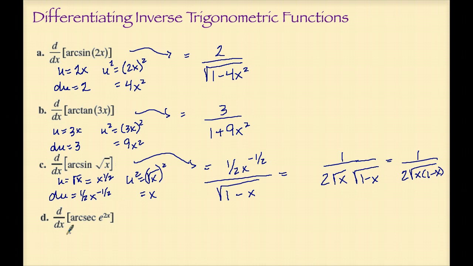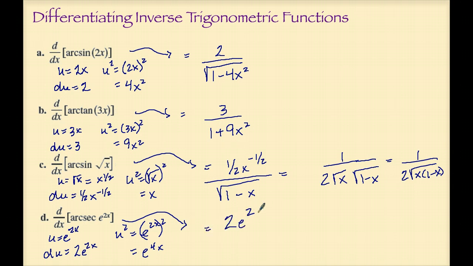For our last example, u is e to the 2x, which means that du is 2e to the 2x, and u squared will be e to the 2x squared, which is e to the 4x. Therefore, your derivative will be du, which is 2e to the 2x, over the absolute value of u, which is e to the 2x, times the square root of u squared, e to the 4x, minus 1.